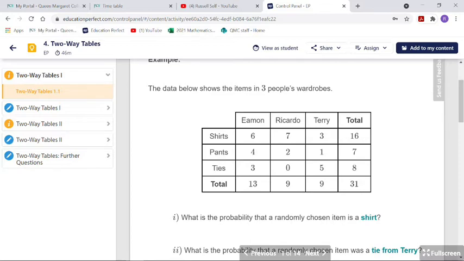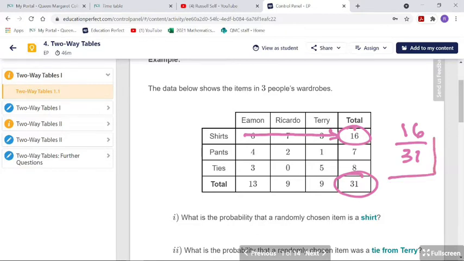So if it's randomly chosen, that means I get to choose out of any item that we have. And so that means I'm using the grand total of 31 as my denominator. Does that make sense? And for shirts, there's a total for shirts because it's any shirts. It doesn't matter who it belongs to, right? So I get to ignore all the names and go straight over to the total number of shirts. And the total number of shirts is 16 over 31. Okay? And that's all there is to it.